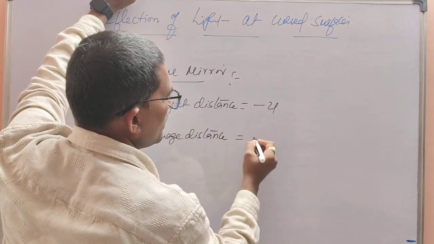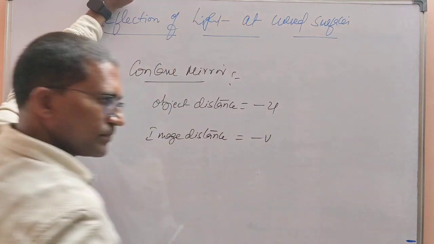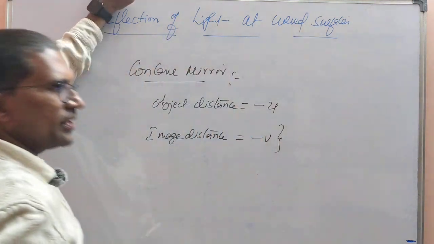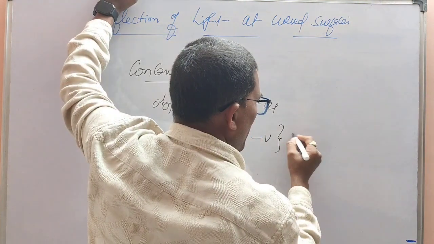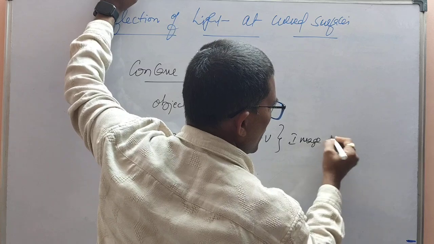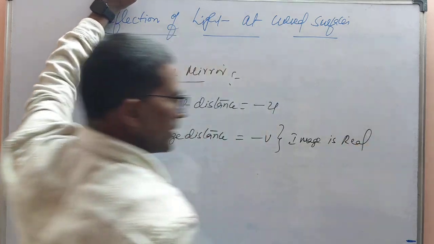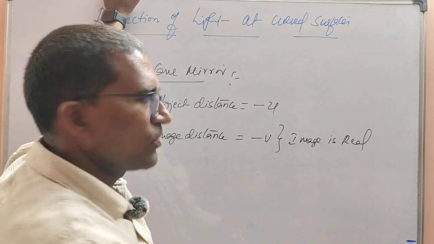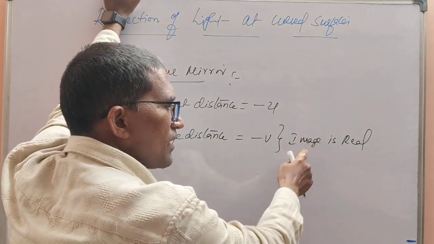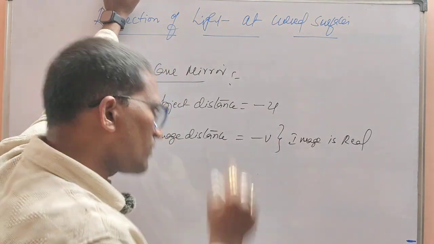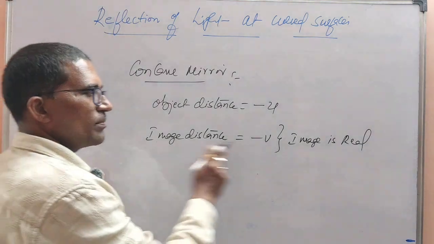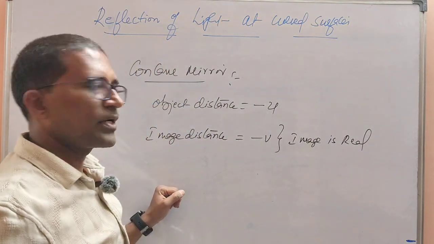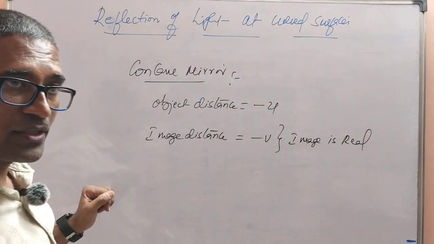Image distance is negative if the image is real, that is, the image that can be caught on the screen. Then the type of image is called a real image. So in case of real images, the image distance will be taken as a negative value, and the sign used is negative here.